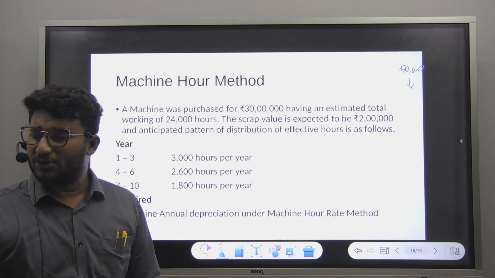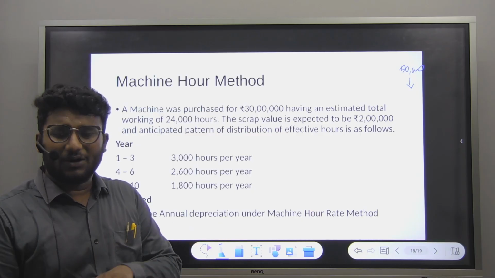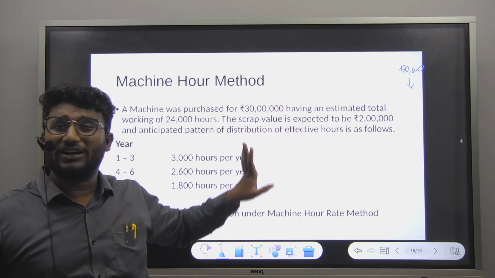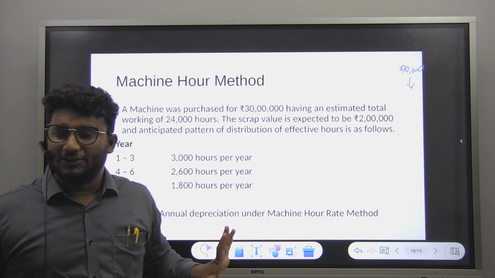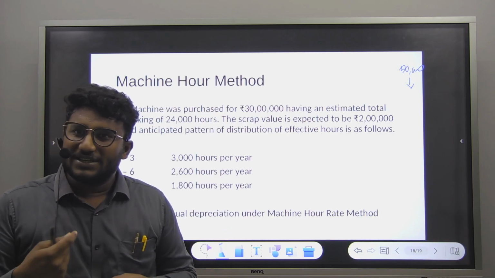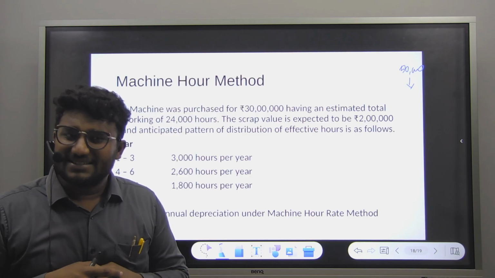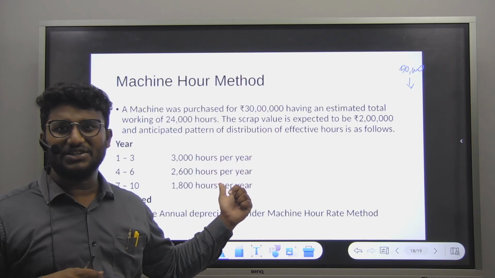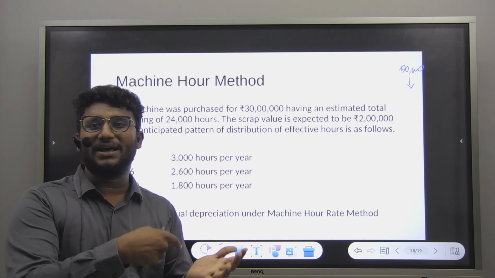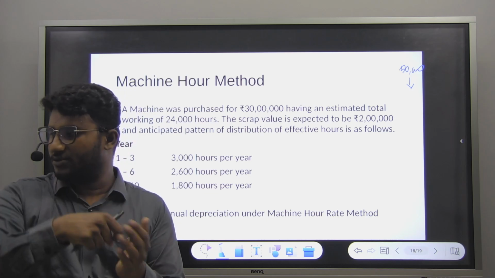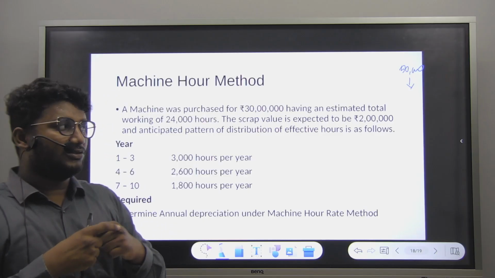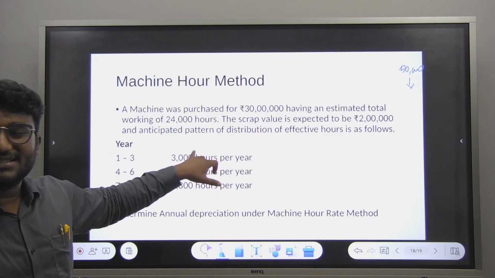If you produce 1,000 units, so after producing 1,000 units, the capacity of that machine to produce again is only 49,000. So that means after producing each and every unit, the machine is getting depreciated. So here we will charge depreciation based upon the capacity of the machine to produce, and after the machine produces the units, the quantity, we will charge the depreciation.